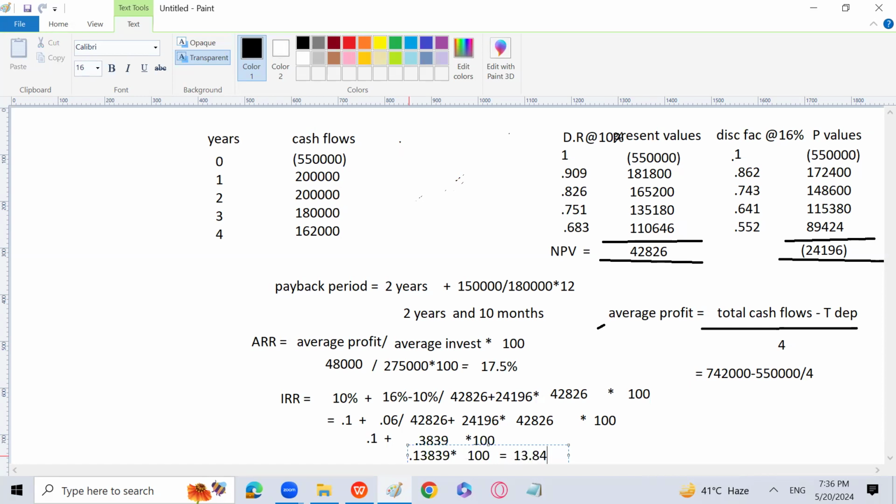Sir, won't it be 0.1389? No, our IRR, just add it up, you will find it out. 13.84% is our IRR. It has to be 13.84% because at 10% we are getting positive NPV, and at 16% we are getting negative NPV. It means the NPV will become zero at some point between 10% to 16%, and that is 13.84%.